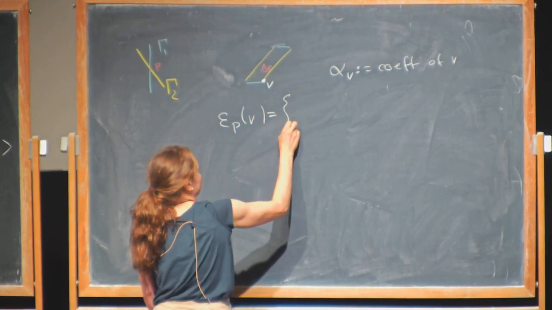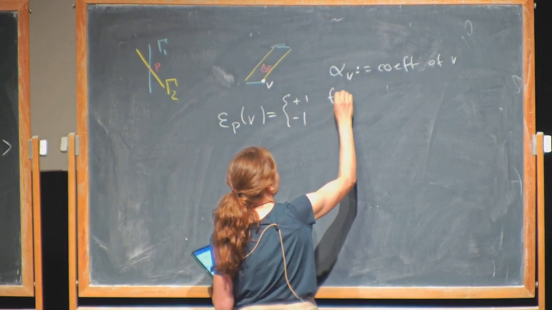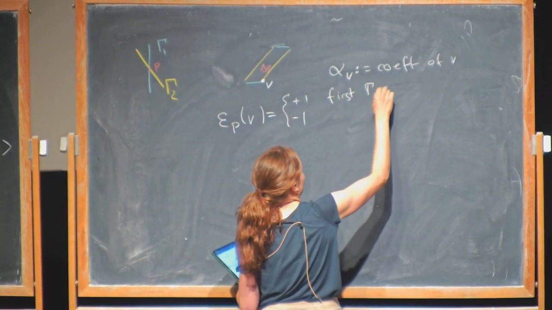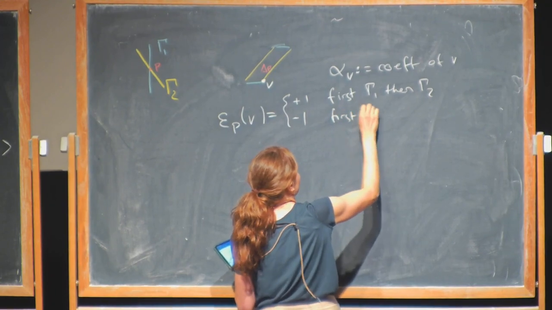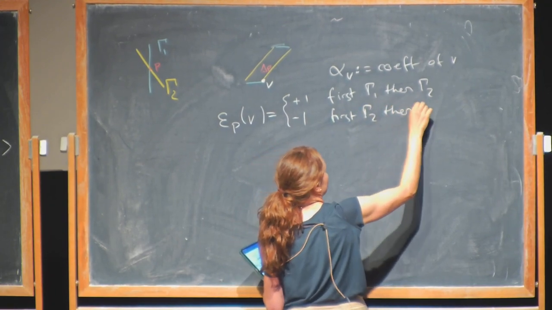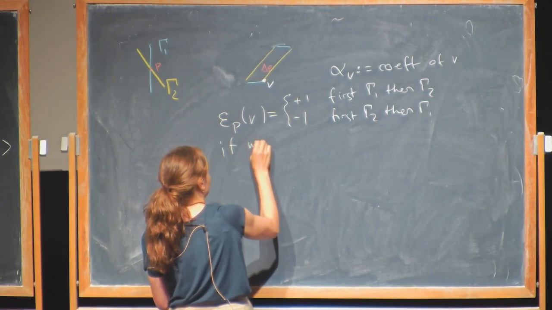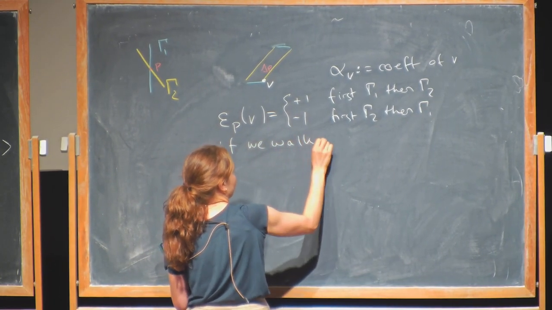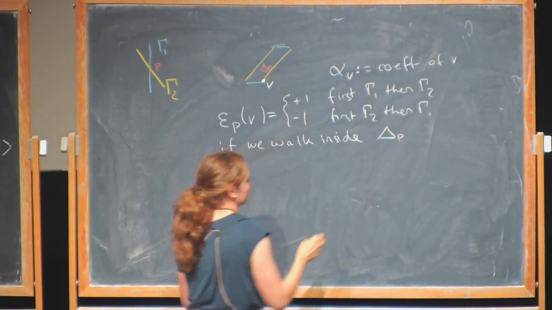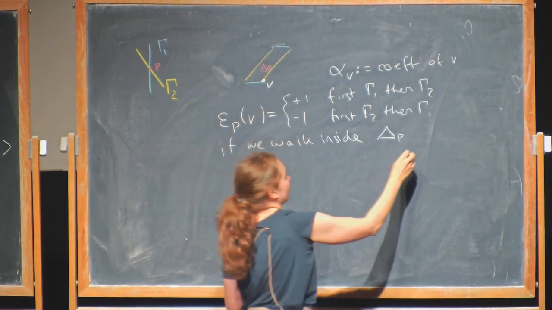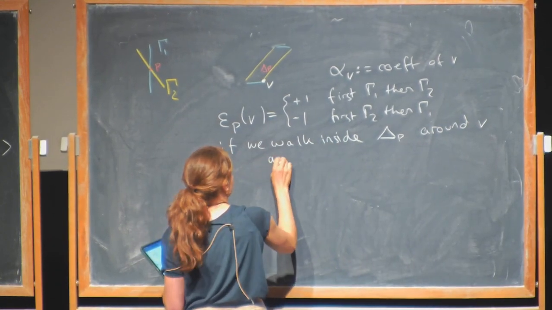And then I want this to either be plus 1 or minus 1. Plus 1 if first gamma 1, then gamma 2. And minus 1 if first gamma 2, then gamma 1, if we walk inside delta p, so inside here, around v, and let's do this anticlockwise.